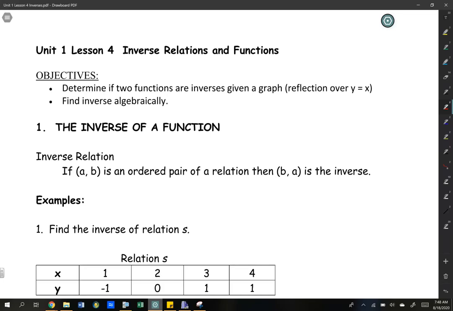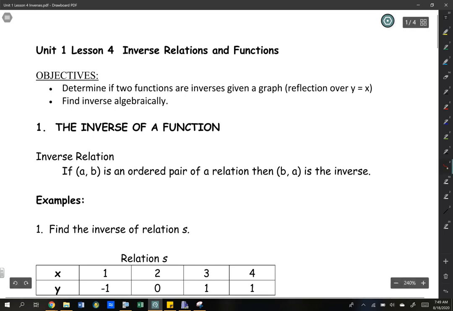Hi, everybody. Today we're going to be talking about inverse relations and functions. And what I want you to do is when you hear the word inverse, think of the word reverse. So the inverse is the reverse. And we have up first the definition of an inverse relation.